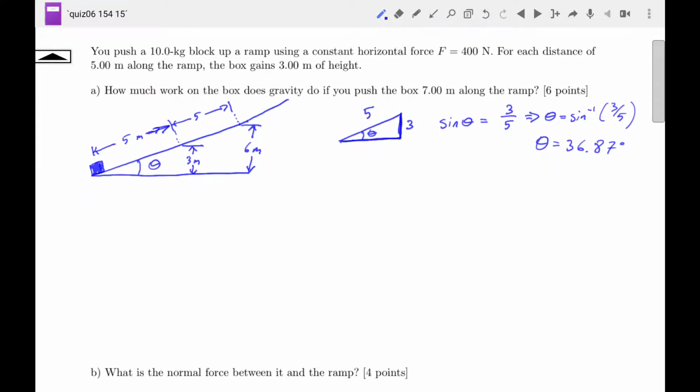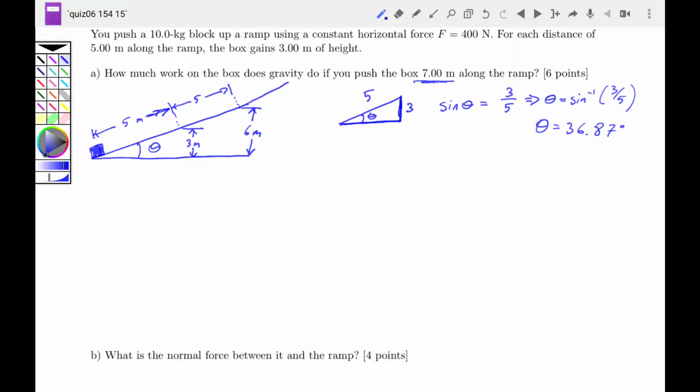How much work does gravity do if you push the box 7 meters along the ramp? The easiest way to do this is to just find out how far up the vertical displacement 7 meters along the ramp corresponds to. And so just imagine the triangle with 7 here, and then 36.87 degrees here. What is this height?